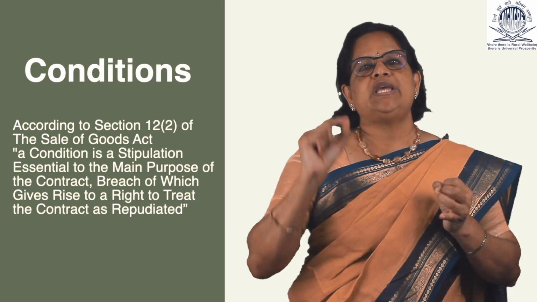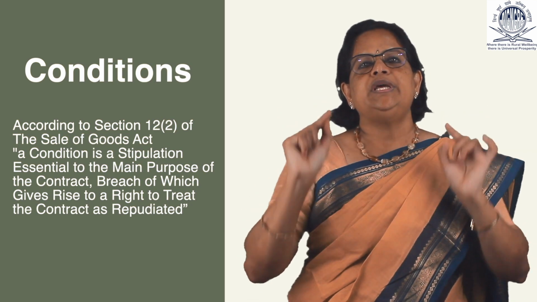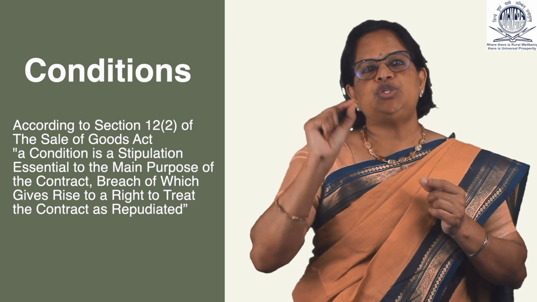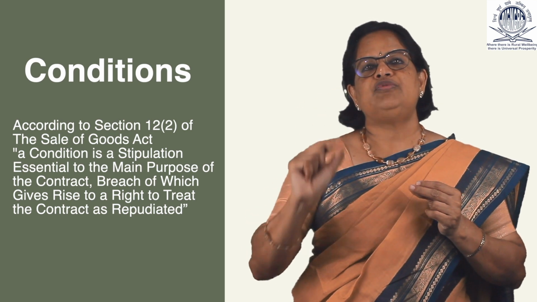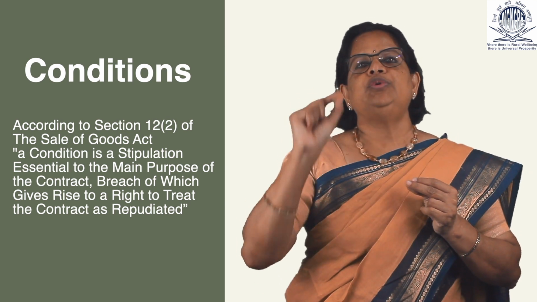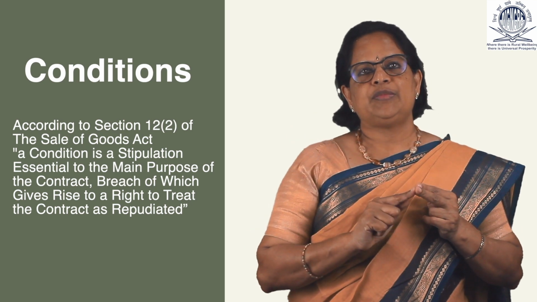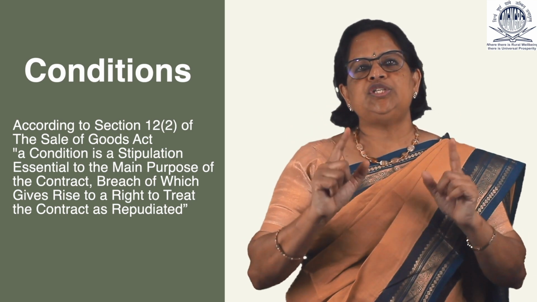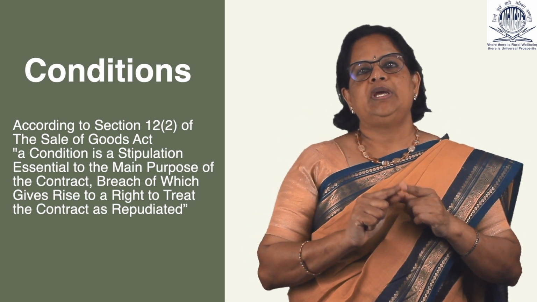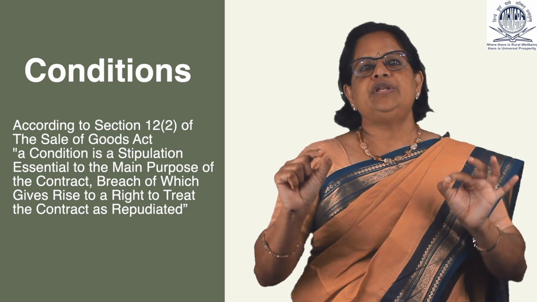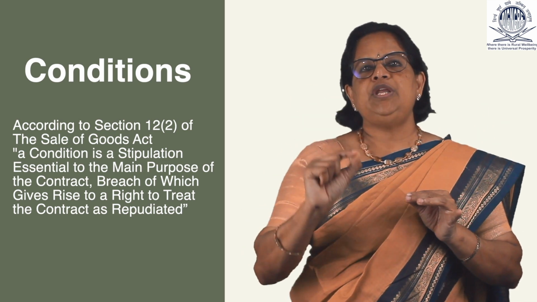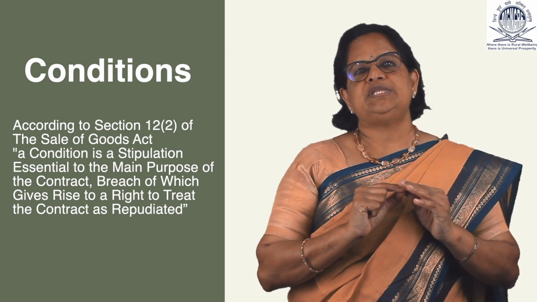Let us now discuss about the importance of condition in Sale of Goods Act 1930. According to Section 12, subsection 2 of the Sale of Goods Act, a condition is a stipulation essential to the main purpose of the contract, breach of which gives rise to a right to treat the contract as repudiated. The meaning of repudiation is to reject the contract. Now, let us understand the meaning of condition with suitable examples.